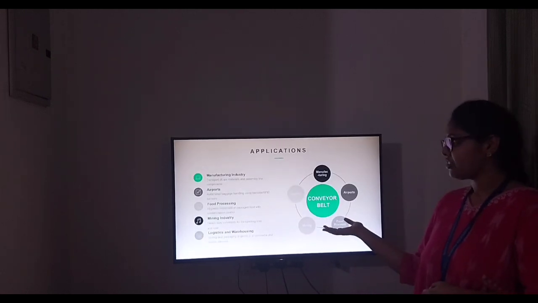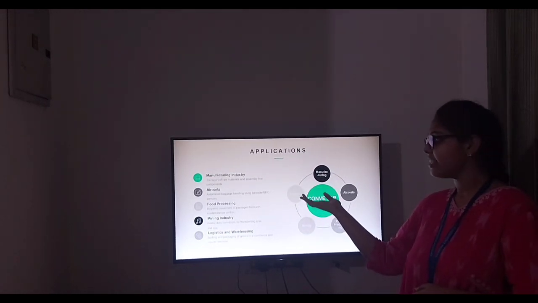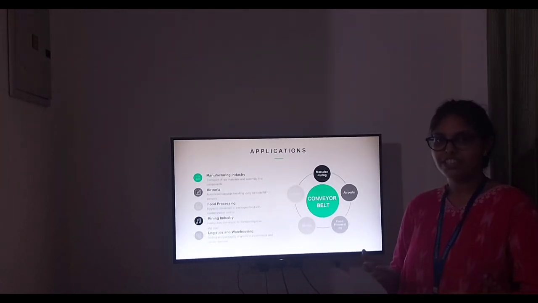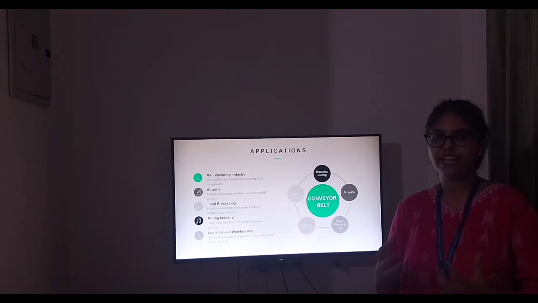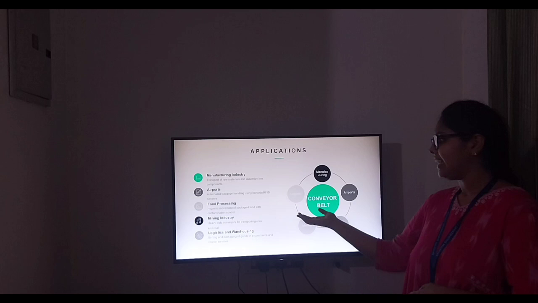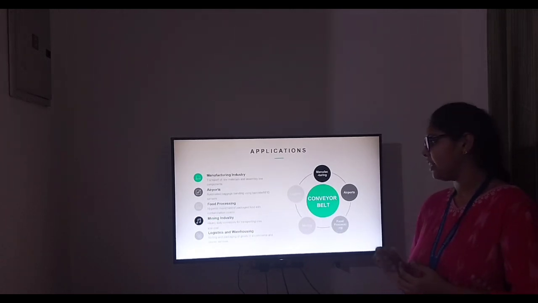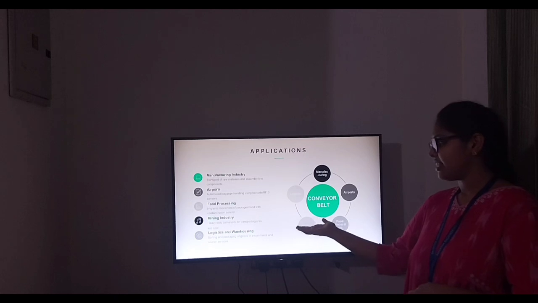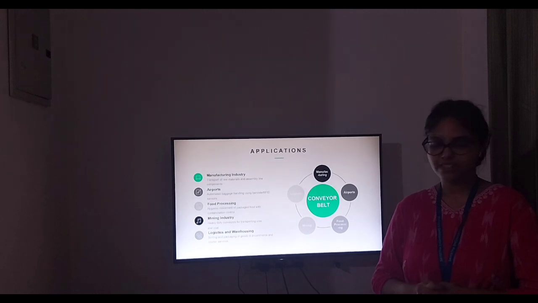These are the applications of conveyor belts. We have the manufacturing industry, transport of raw materials; airports, automated baggage handling; and food processing, hygienic movement of packaged food and contamination control. And then we have the mining industry, heavy duty conveyors for transporting ores and coal, and logistics and warehousing. And we all know that these are just a few applications. We have lots more when it comes to conveyor belts.